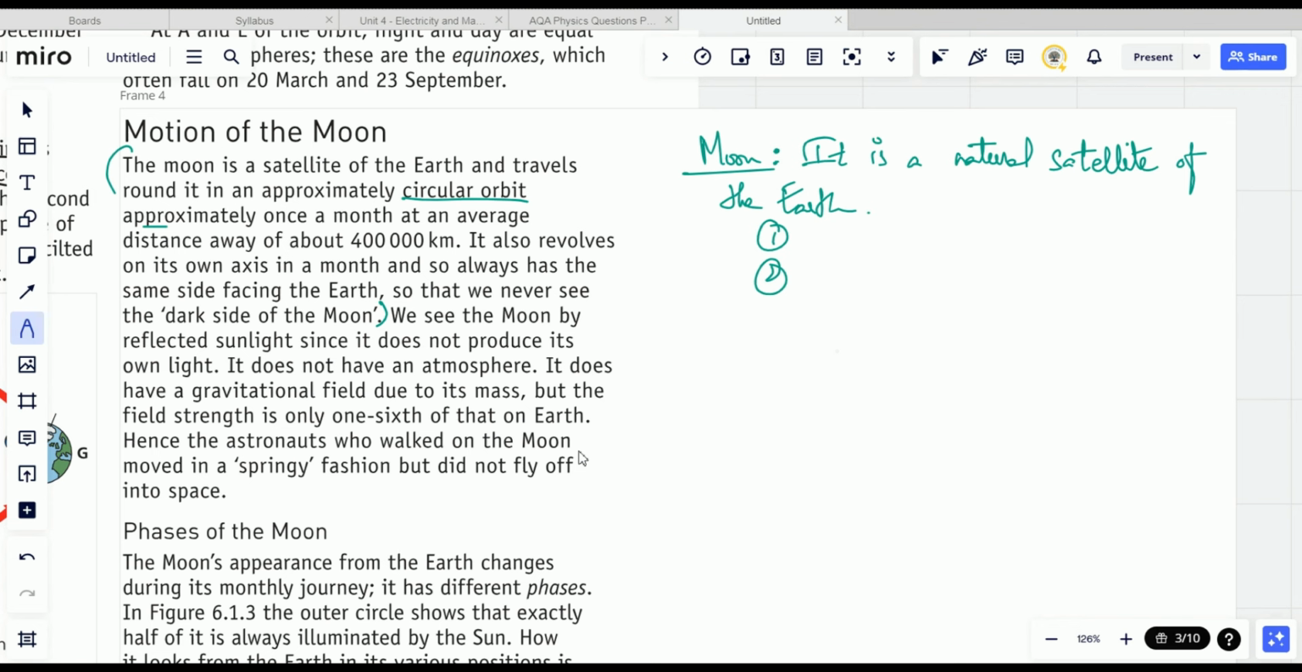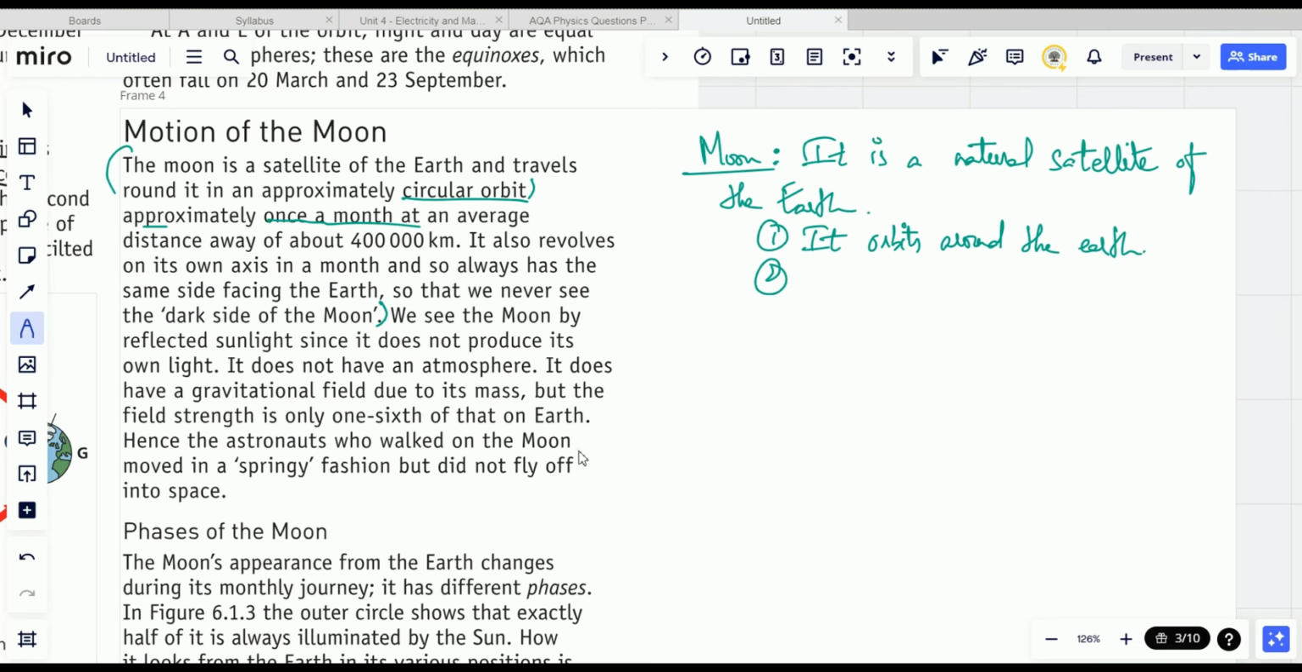The moon is a satellite of Earth and travels round it in an approximately circular orbit, right? So how does the moon orbit around the Earth? Take out the point from here. It orbits around the Earth, approximately once a month.